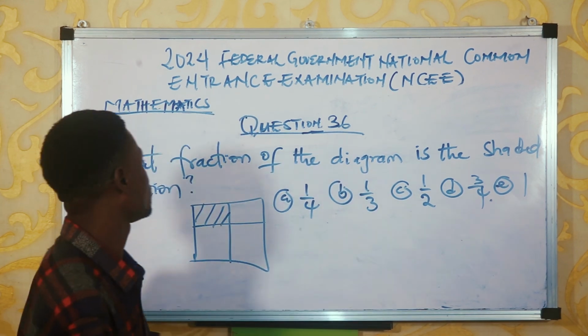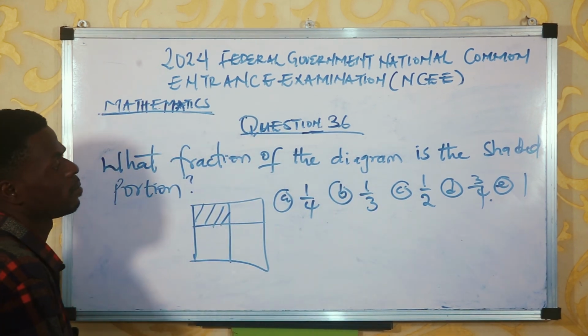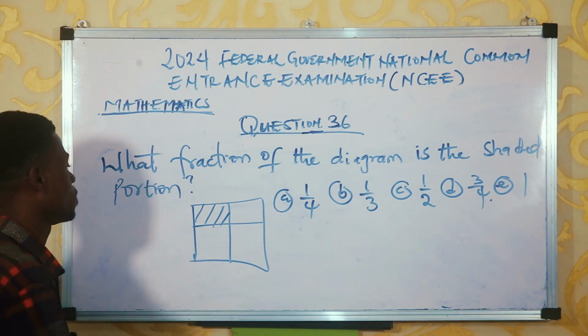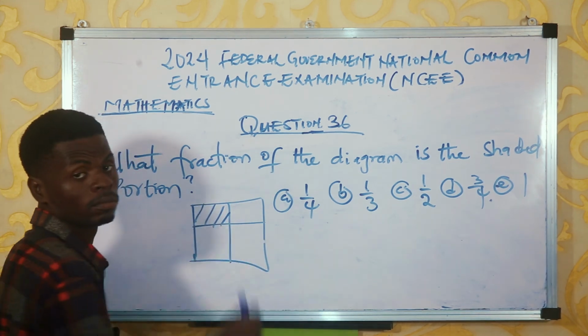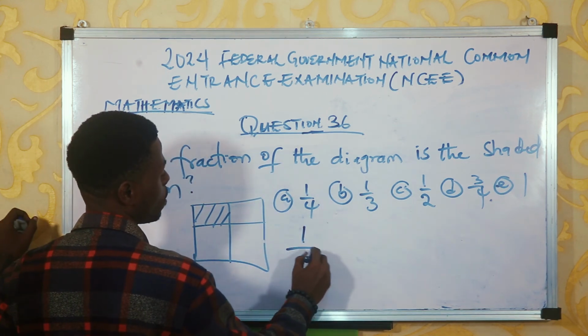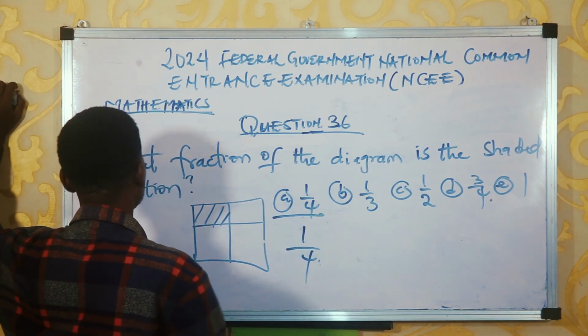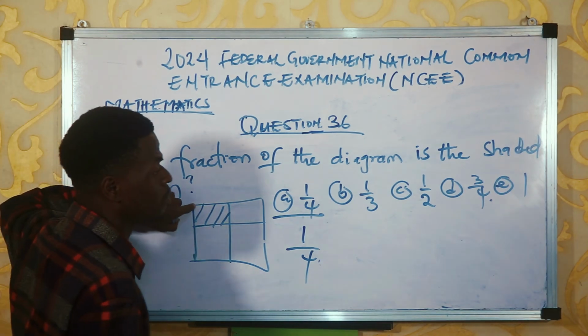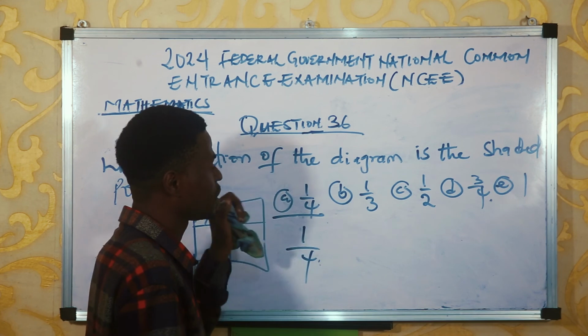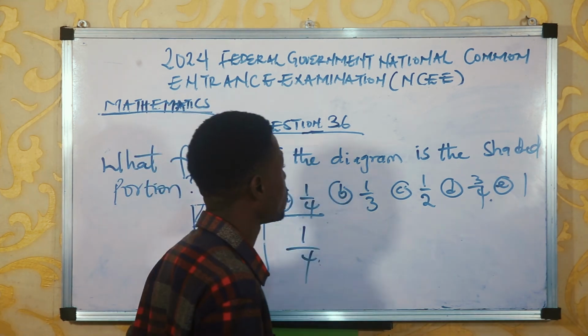Now question 36 says, what fraction of the diagram is the shaded option? We have 4 diagrams here, which is 1, 2, 3, 4. Only one is being shaded here, which is 1 divided by 4. So our answer is option A. The answer is 1 over 4, which is the fraction being shaded there, not 1. So that's our final answer.